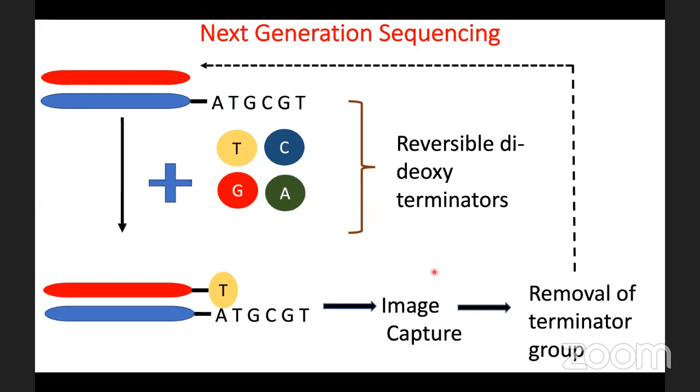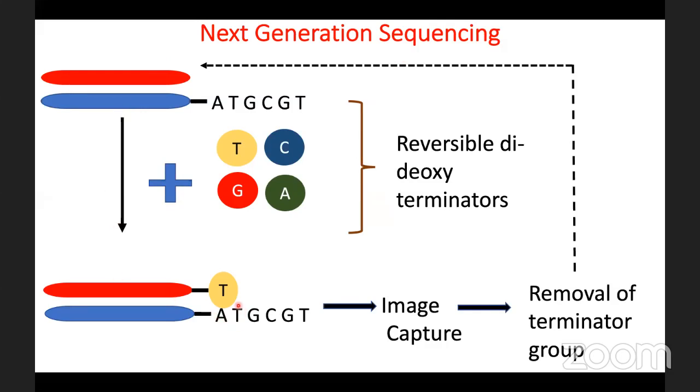But the reversible group is very important here, because if the reversible group is not attached, you have to keep a separate reaction. Because the chain terminates here, there is no free OH here. So imagine we remove the reversible group. After image capturing, once we capture the image, we get the information that the base is T. So we can remove the group. To remove the group, there is a separate chemistry. The terminator group is removed, and again the reaction is repeated.